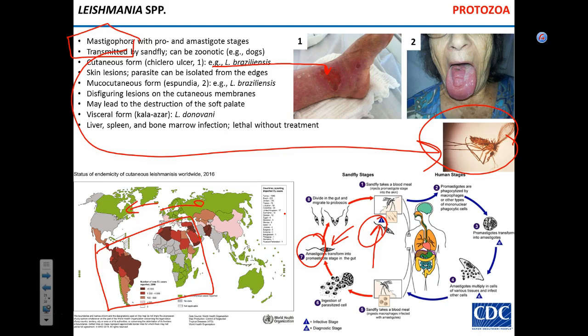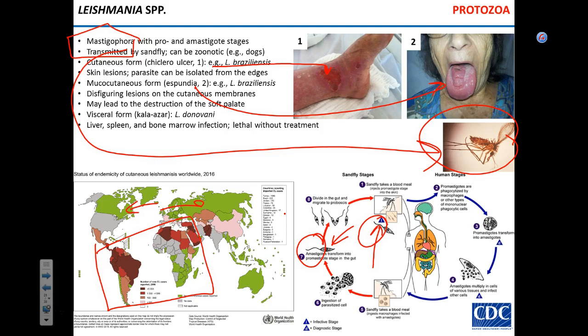Make sense? Now, a much worse form is the mucocutaneous form, or espundia. Here, espundia is shown on the tongue. One of the main sites for mucocutaneous Leishmaniasis is the mouth and nasal cavity. And in untreated cases, mucocutaneous Leishmaniasis can destroy the structures. For instance, it can completely destroy the soft palate, leading to pretty gross anatomical problems, and people cannot properly eat and stuff like that. And that has to be surgically restored, okay?